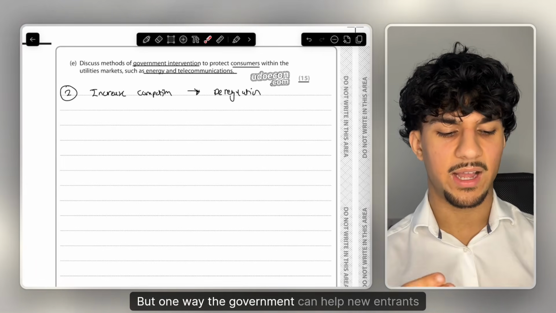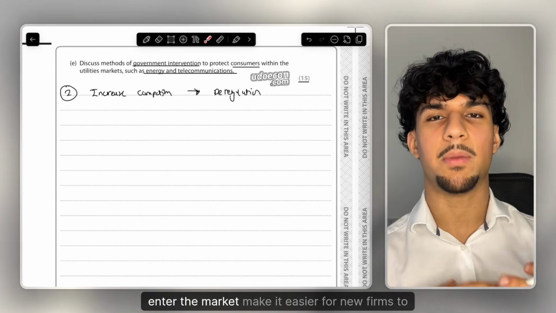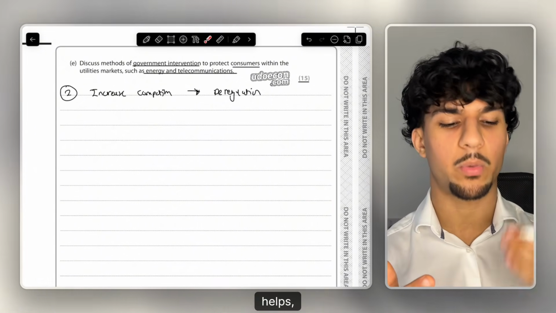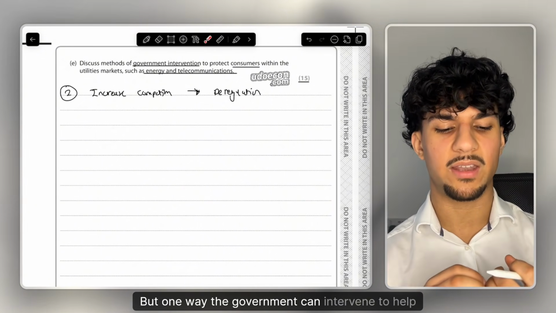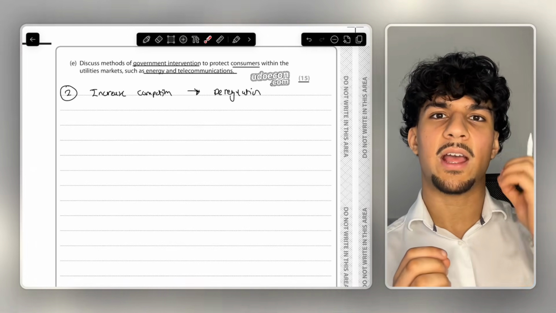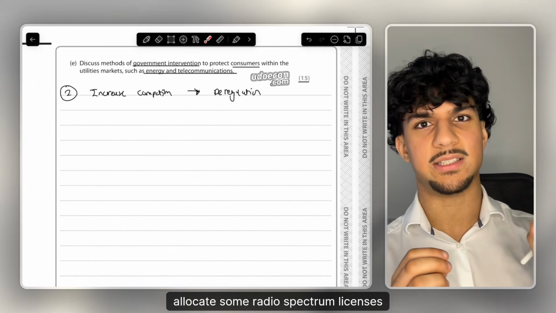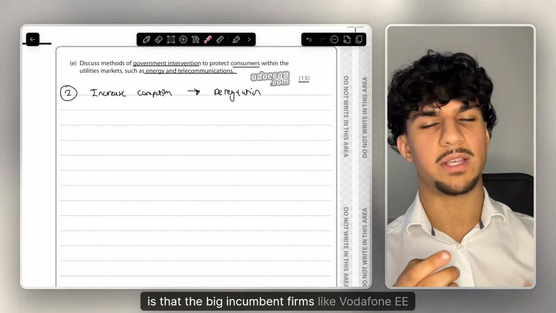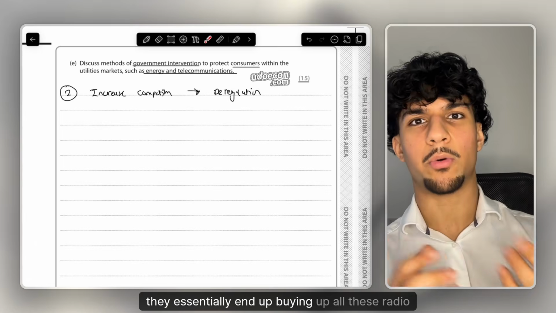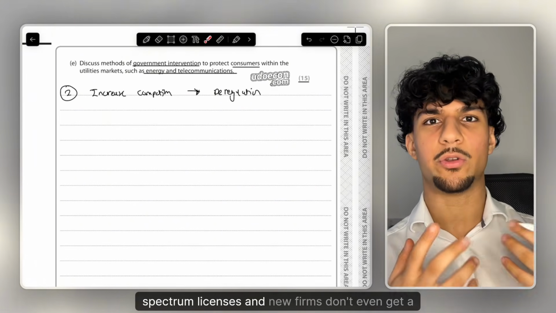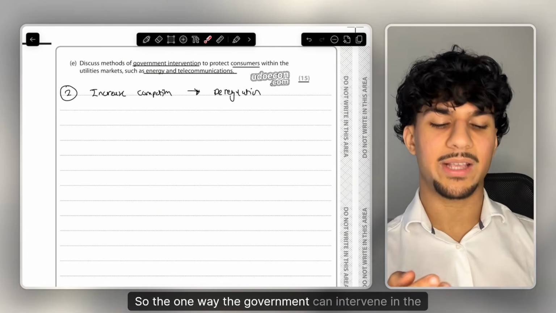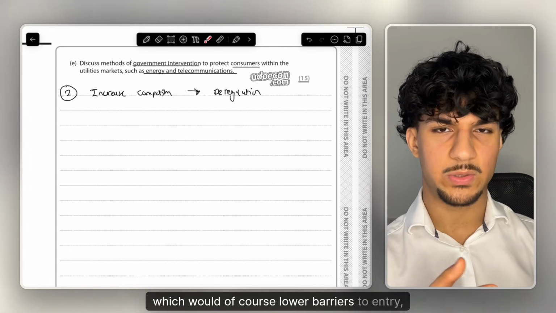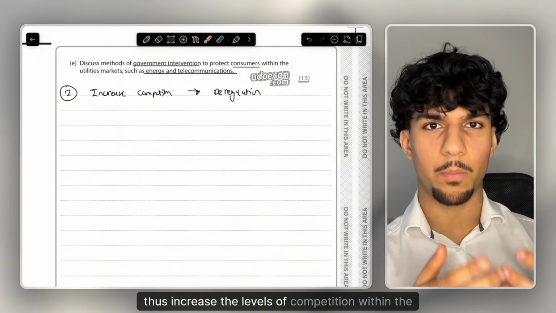But one way the government can help new entrants enter the market, make it easier for new firms to enter the market, which of course we'll explain later on why it helps, why it protects consumers. But one way the government can intervene to help this out is they can allocate some radio spectrum licenses specifically for new entrants. As usually what happens is that the big incumbent firms like Vodafone, EE, they essentially end up buying up all these radio spectrum licenses, and new firms don't even get a chance. So the one way the government can intervene in the market is allocating some just to new entrants, which would of course lower barriers to entry, thus increase the levels of competition within the market.